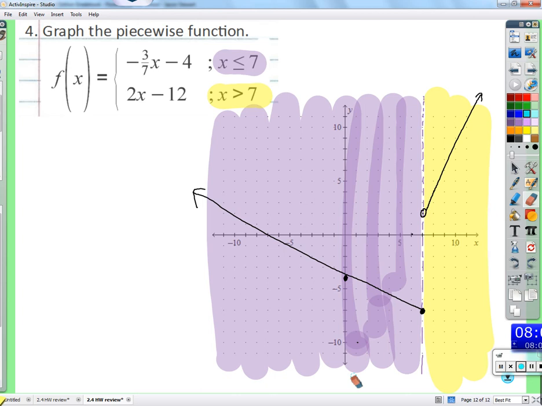Does that make a little more sense? A little more sense, but piecewise functions? The pieces are the x's. The x's decide which graph goes where.